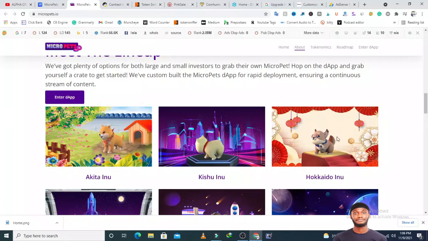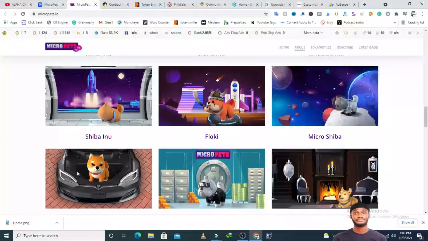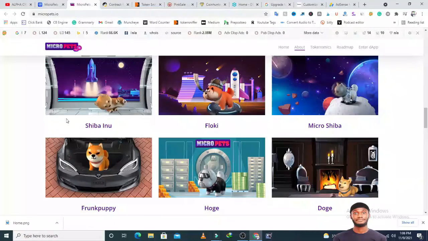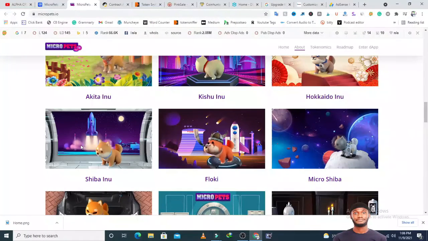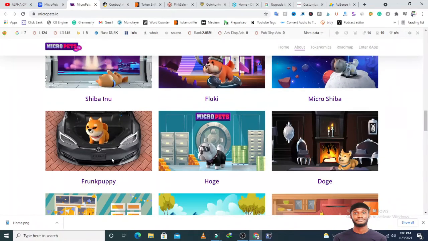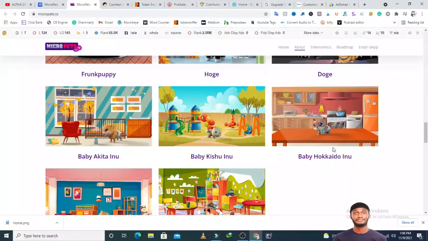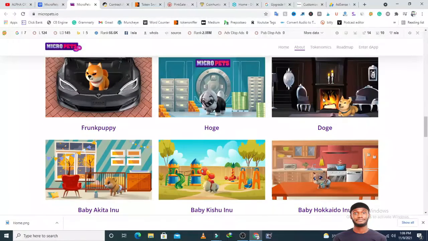Now these are the tokens. Like this is Akita Inu. This is an NFT. Kishi Inu, Hokkaido Inu, Shiba Inu. This is the Shiba Inu NFT, beautiful pet, Floki Inu. Okay, this Floki, this is Micro Shiba, beautiful. Where is Doge? Okay, this is Doge. Doge is just so cool. No jumping up and down. This is OG Baby Akita Inu. Okay, baby, there's a feeding box in front. Baby Kishi Inu. Wow, I love this.